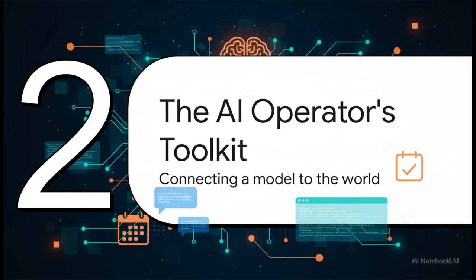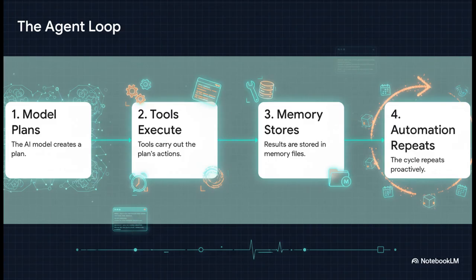So how does this whole runtime thing actually connect an AI to your digital life? Well, it uses this really powerful toolkit of core components. Let's break down what's inside. The whole system really runs on this simple but incredibly powerful four-step loop. Okay, so first, the model makes a plan. Second, a set of tools executes that plan. Third, a memory system stores what happened. And fourth, automation can repeat that process later. It's this continuous cycle of thinking, doing, remembering, and then repeating.